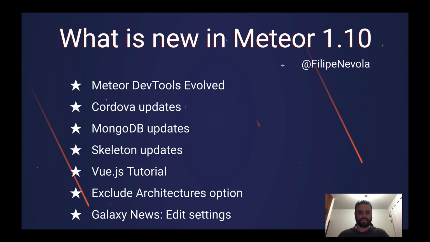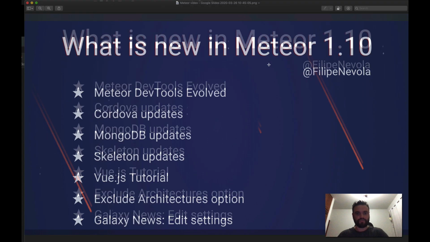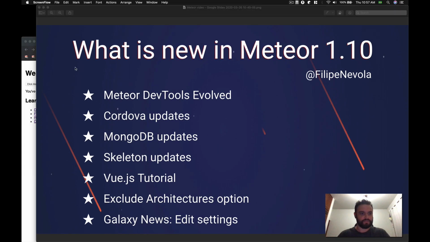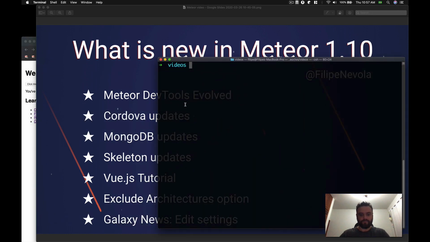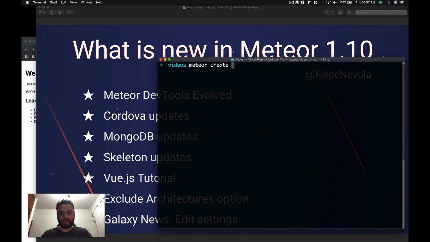So let's get started. First, I'm going to create a new Meteor project. Let me open the terminal here. Okay, and then to create a new Meteor project, you need to type meteor create. I will create a React skeleton, so I will already have a code example with React. And I will call my app.